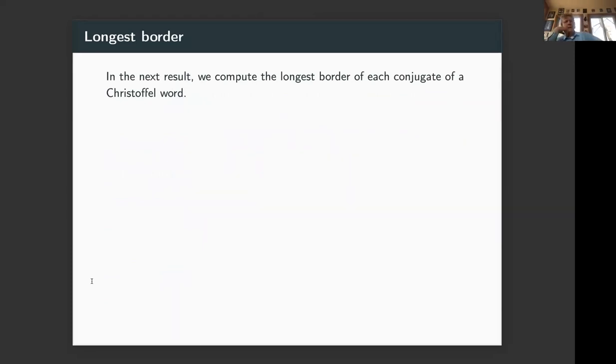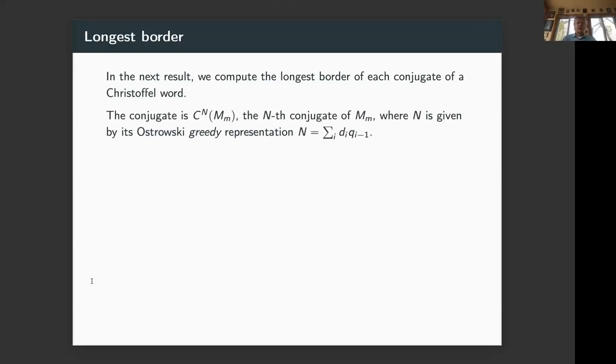The next result we have proved is to compute the longest border of each conjugate of a Christoffel word, and we use our parametrization. We determine each conjugate by the parametrization. So the conjugate, we write it under the form we know. It may be written under the form C^n of capital M subscript small m, and we assume that n is given by its Ostrowski greedy representation.